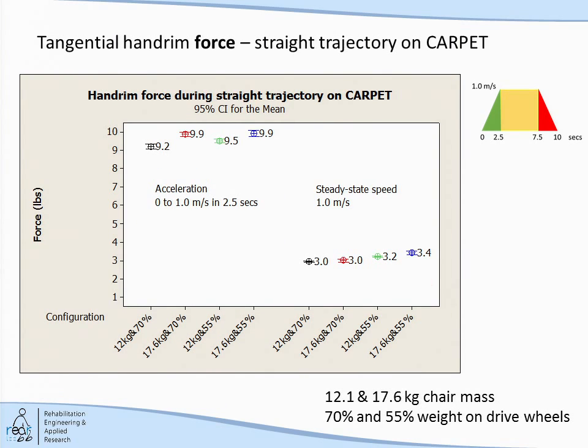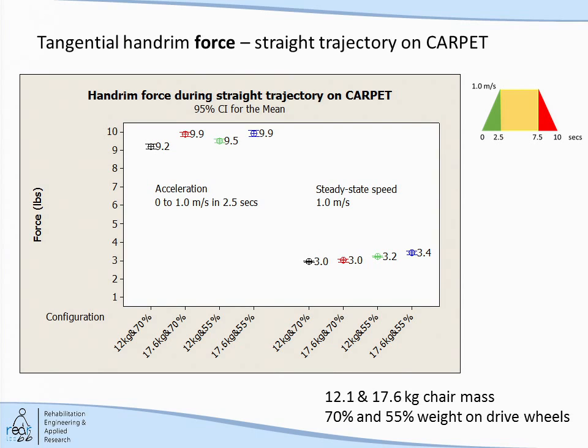Here's carpet. So on carpet, the torque goes up, right? Now you're talking about almost 10 pounds of force to accelerate this chair, right? And once again, the greater mass takes more effort to accelerate than less mass, okay? And then once you're in steady state speed, it's not quite twice, but it's getting close to twice the force required to keep that steady state speed. And now you can see the difference in mass is not that much, but you're starting to see a little bit of difference in mass distribution, okay?